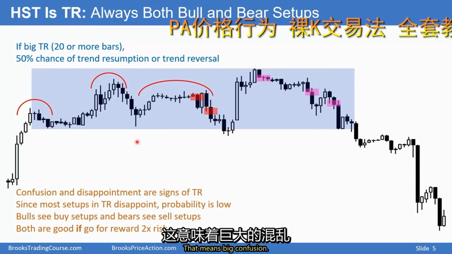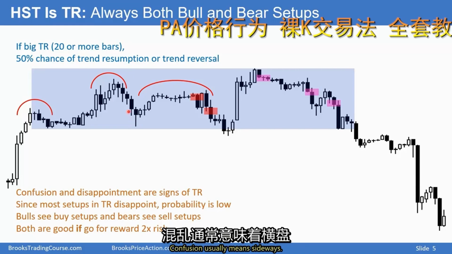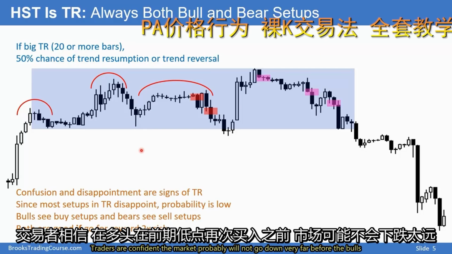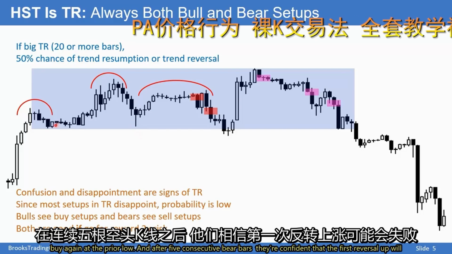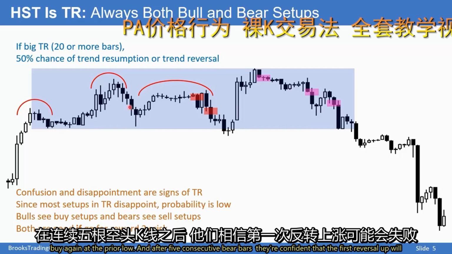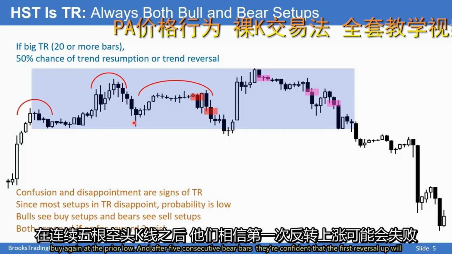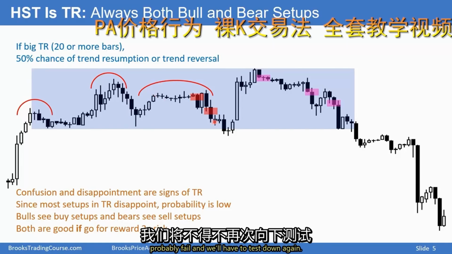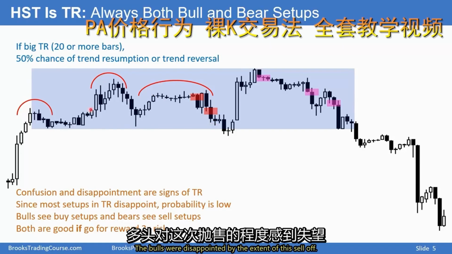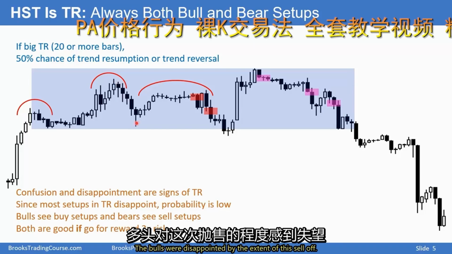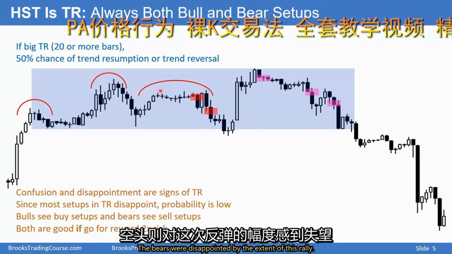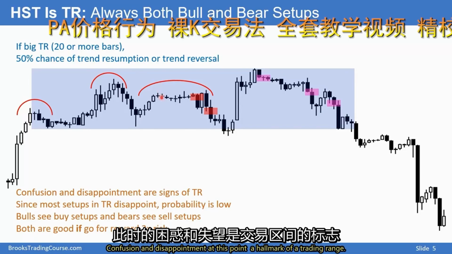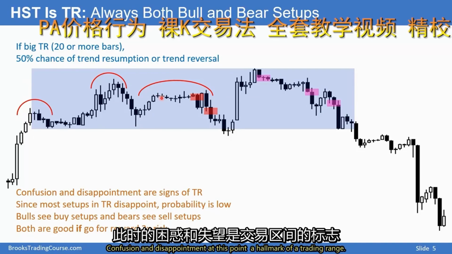That means big confusion. Confusion usually means sideways. Traders are confident the market probably will not go down very far before the bulls buy again at the prior low. And after 5 consecutive bear bars, they're confident that the first reversal up will probably fail and will have to test down again. The bulls were disappointed by the extent of this sell-off. The bears were disappointed by the extent of this rally. Confusion and disappointment, at this point, a hallmark of a trading range.